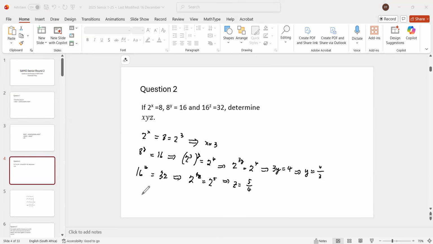And the problem is to find xyz. We found each one of these. So x is 3. Let's make it into a fraction. y is 4 over 3. And z is 5 over 4. The 3's cancel. 4's cancel. And xyz is equal to 5. Okay, this is a simple problem involving indices. So we found that xyz is 5.